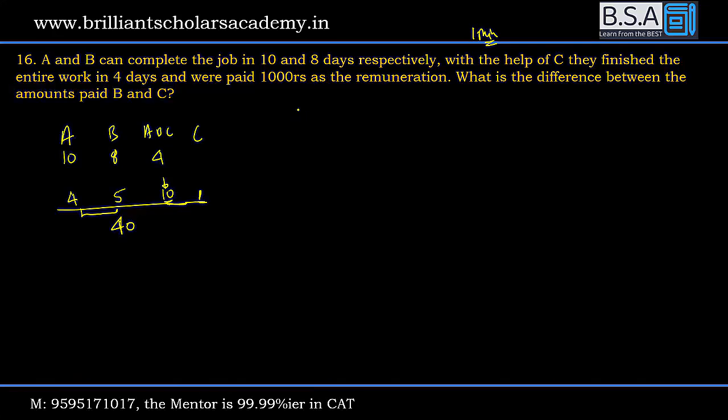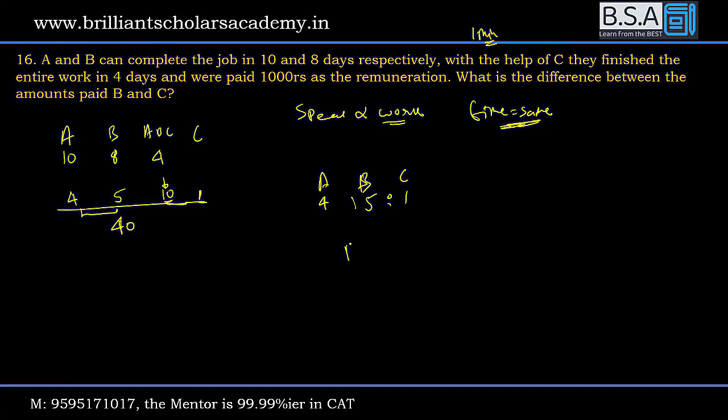Now you see, the speed of individuals when they work together determines how much work they will do, because they're working together. The time for the individuals is the same. If the time is the same, speed determines work. So speed of A is 4, speed of B is 5, and speed of C is 1. So that is going to represent their salaries also.